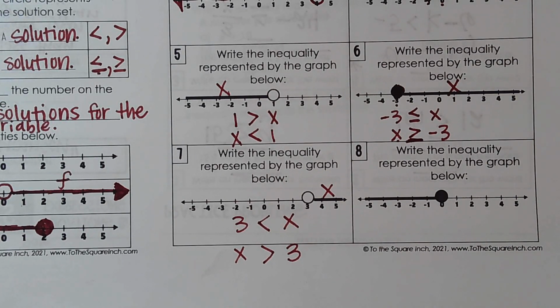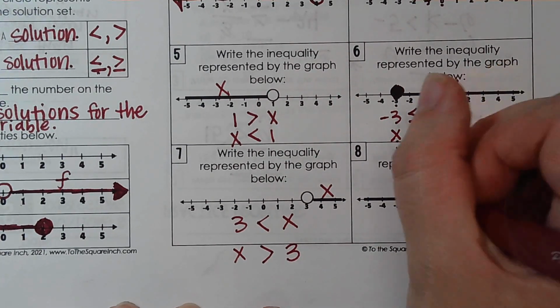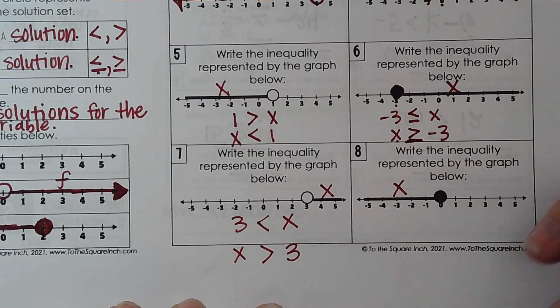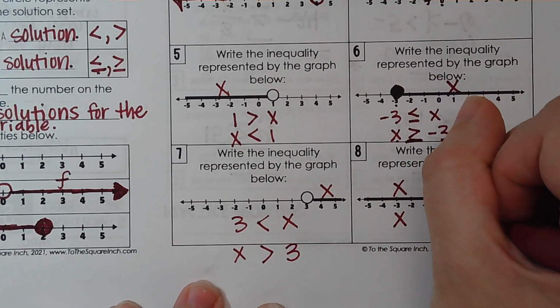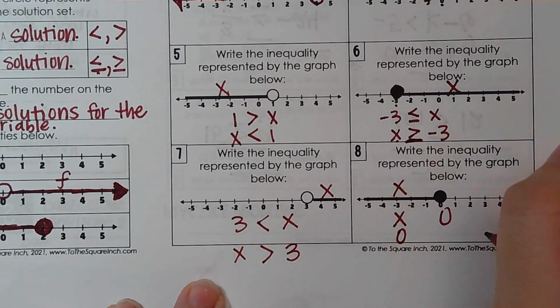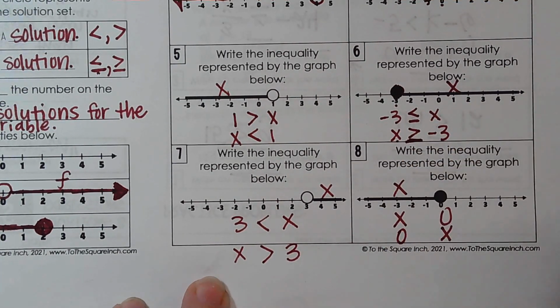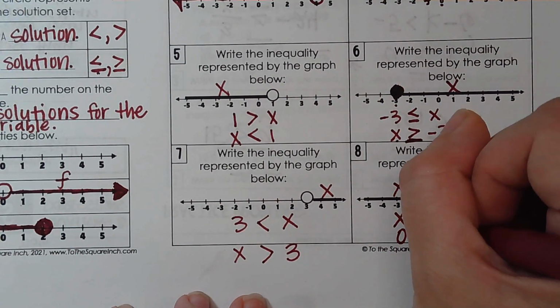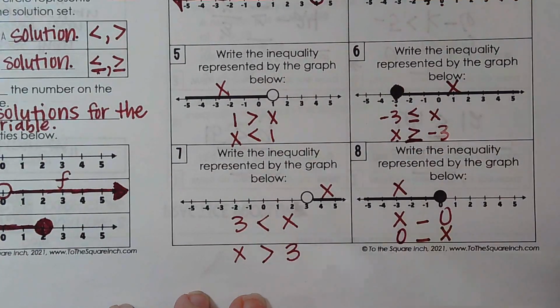All right, looking at number 8. Some of you are getting excited about it. I know my variable is going to be x, and it's equal to. Then my number is going to be what? 0. And then switch it around: 0 and x. Then you're going to add that line underneath because it's what? Equal to. Equal to is including it.